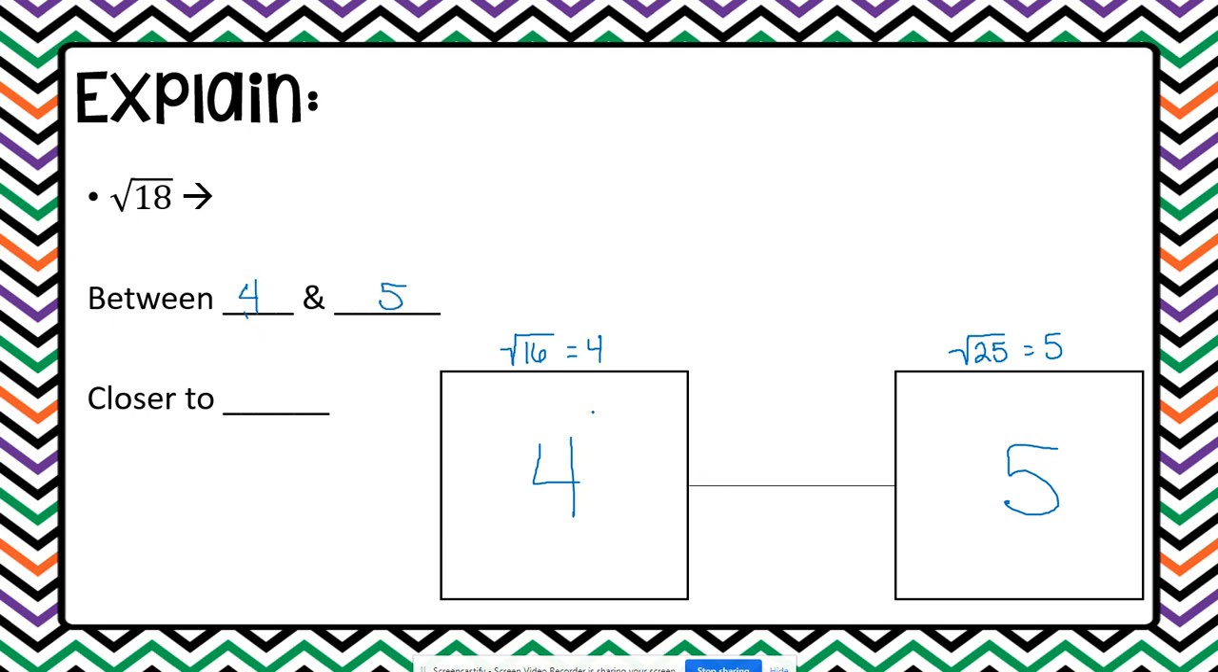When I think about 18, I know that 18 is closer to 16 than it is to 25. So the square root of 18 is going to be closer to 4 than it is to 5.